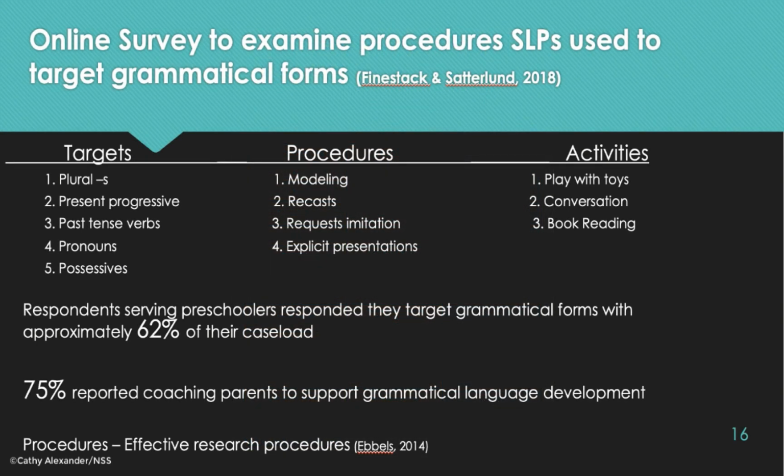Feinstack and Satterlin conducted an online survey of 338 SLPs in 2018. The aim of their study was to better understand current grammatical intervention approaches. We know grammatical language is a common weakness among children with language impairments, but relatively little was known about current grammatical intervention practices of SLPs. So the purpose of their study was to survey currently practicing SLPs about the intervention approaches that they were using when targeting grammatical forms.